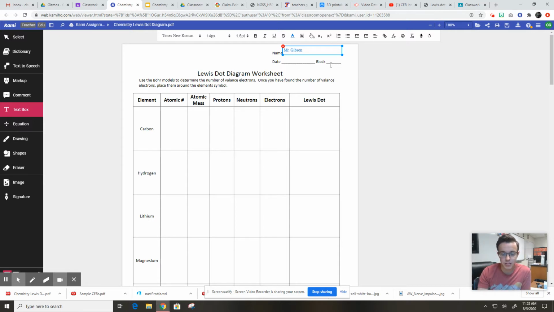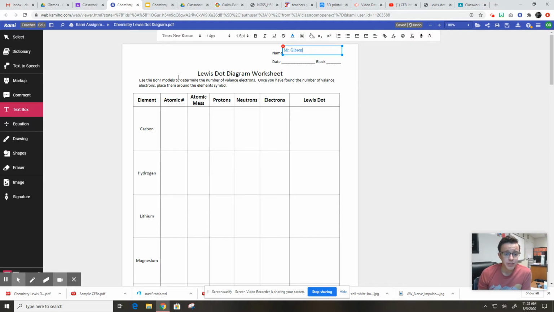You can also put the block if you want to. We don't really have blocks. That's like synonymous for periods. Maybe the first period, second period. And then here's your assignment. It's going to have you draw what's called Lewis dot diagrams, Lewis dot structures, also called electron dot structures.